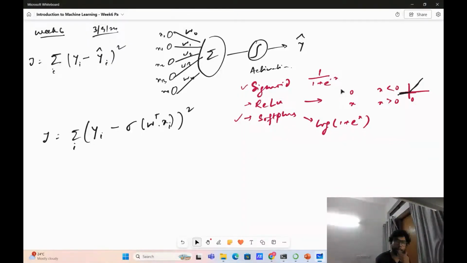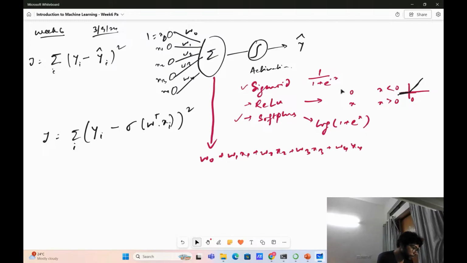So this sigma is basically the activation function that we're using here. After you have summed up all these outputs, what is the value going into this summation unit? The value going in is w naught times x naught, which could be taken as 1, plus w1 x1 plus w2 x2 plus w3 x3 plus w4 x4. In short, this is written as w transpose x.